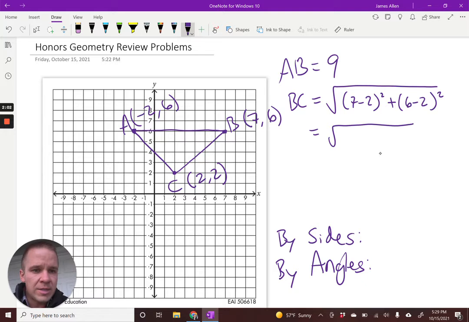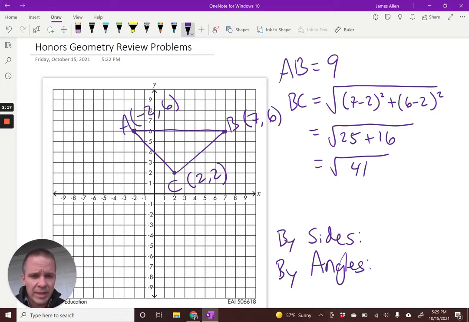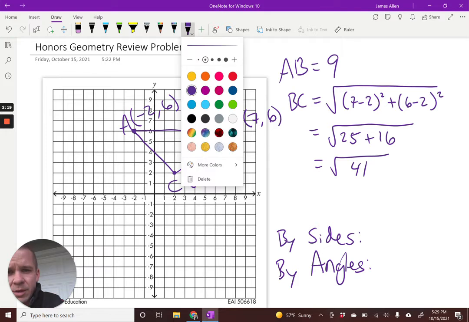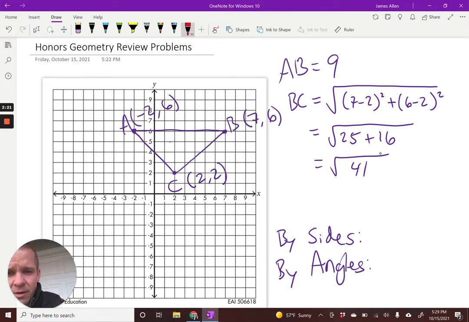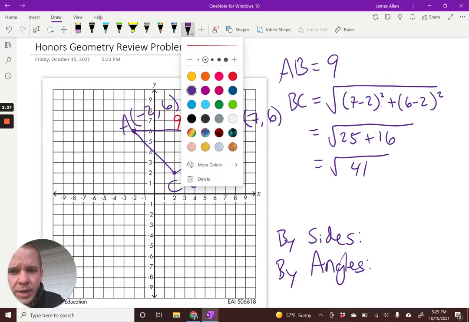So I have 7 minus 2 is 5, which squared would be 25. And then I have 6 minus 2 is 4. 4 squared is 16. So it looks like I have the square root of 41. I'll just go ahead and leave it like that. And how about I do this? I'm going to put the lengths right on my graph here. So we've got 9, and I've got square root of 41.